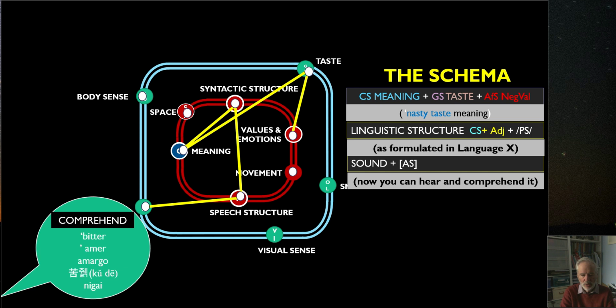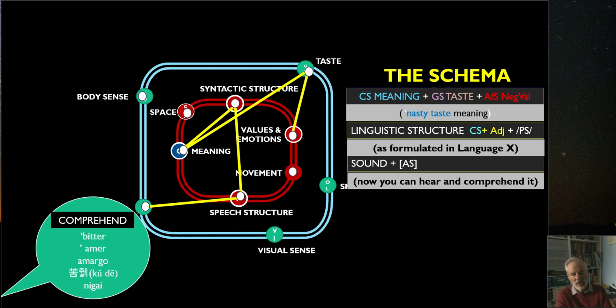And then whatever the language is that you happen to be able to understand, we can hear and comprehend either or all of the following. We can hear "bitter," which is the English phonological structure sound connection. We can hear "amer" or "amargo" or "kude" or "nigai." Apologies for pronunciation, of course. And now we are able to understand this.